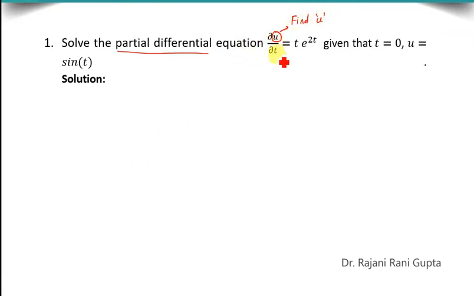Here the derivative of u with respect to t is given, so when you obtain the value of u, it will be in terms of t. So u will come out to be a function of t. For that, first we need to understand something.